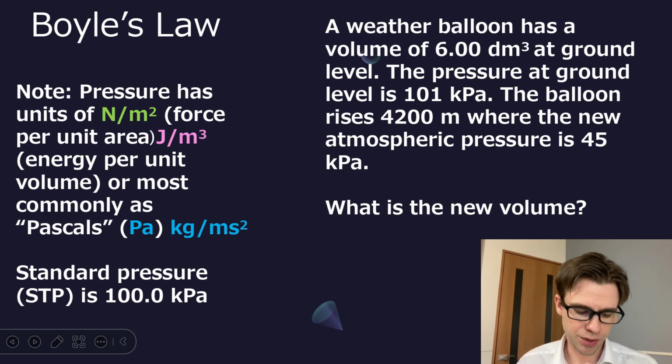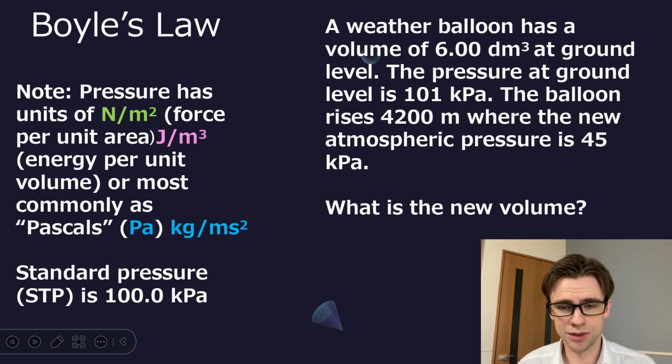So some notes about pressure units first. Pressure has various units: newtons per meter squared, which is a force per unit area, or joules per meter cubed, energy per unit volume. That's also a pressure. Or kilogram per meter per second squared, that's just in the SI base units. All of these three things, the green, pink, and blue, are the same.